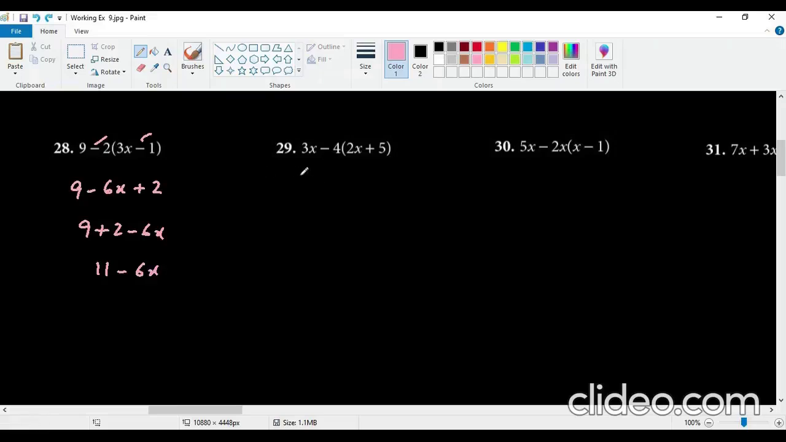For question number 29, it is 3x minus 8x, and minus plus is a minus. 4 times 5 is a 20. So in here you will get minus 5x minus 20 as an answer.